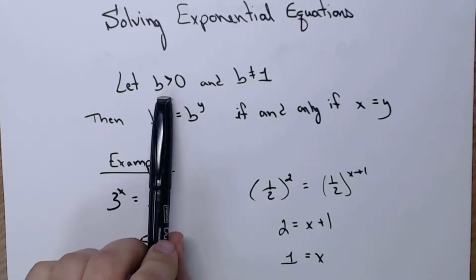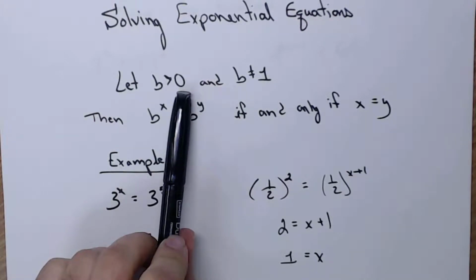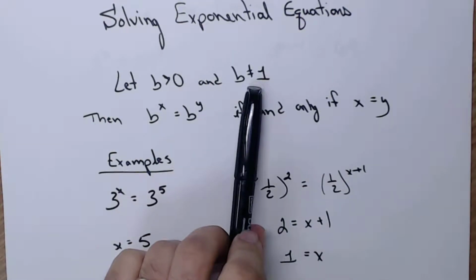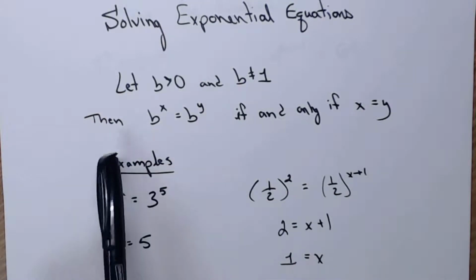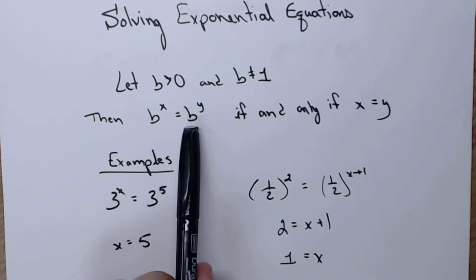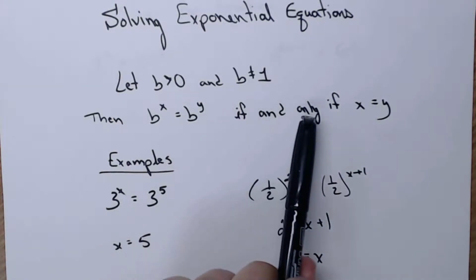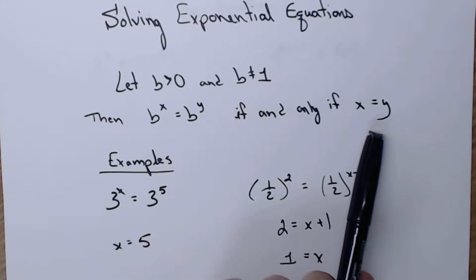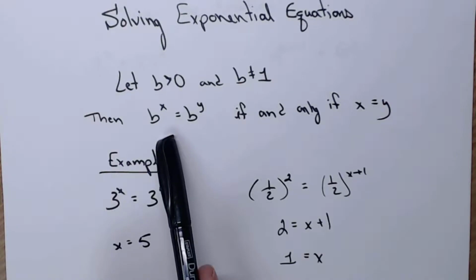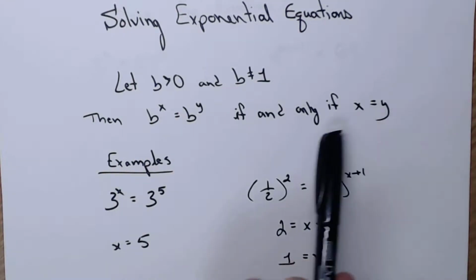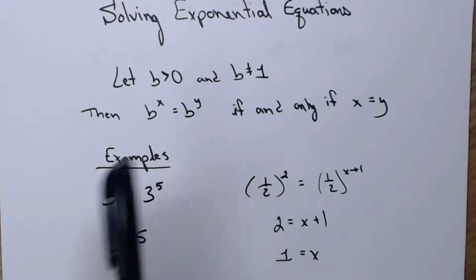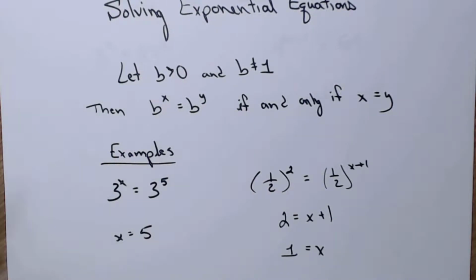We're going to have some variable b, and we're going to say it must be greater than 0, and it cannot equal 1. If that's our situation, then b raised to the x equals b raised to the y power if and only if x equals y. That means that if this statement is true, x must also equal y, or if x equals y, then this is also true. Some examples below, I think, help clarify.